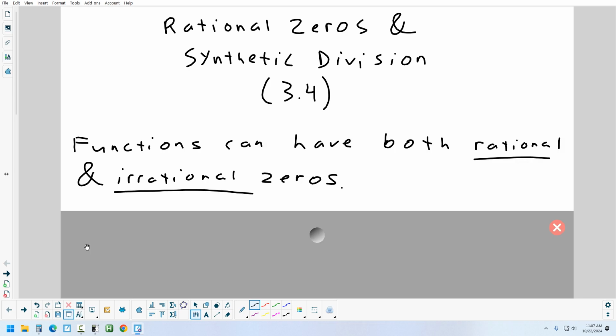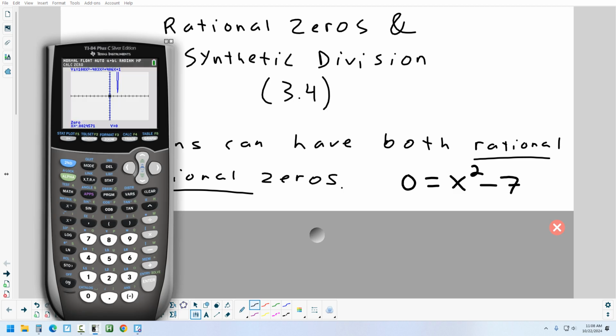Okay, so when we have a graph and we're trying to find the zeros, we can have zeros that are rational, which means it can be written as a fraction. We can also have zeros that are irrational, which means they can't be written as a fraction. An example of a number that's irrational is like square root of 7. If you had a graph like this one, and you graph that on the calculator in y1, x squared minus 7, it would cross the x-axis at 2 spots. Let me show you.